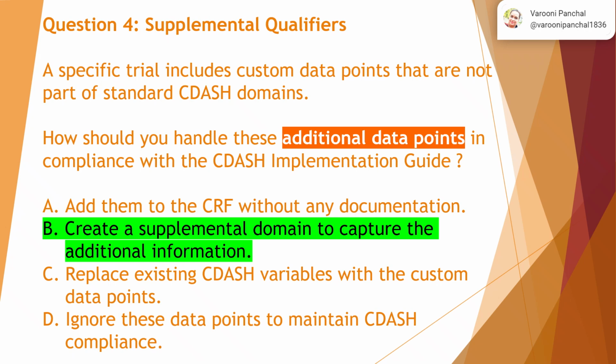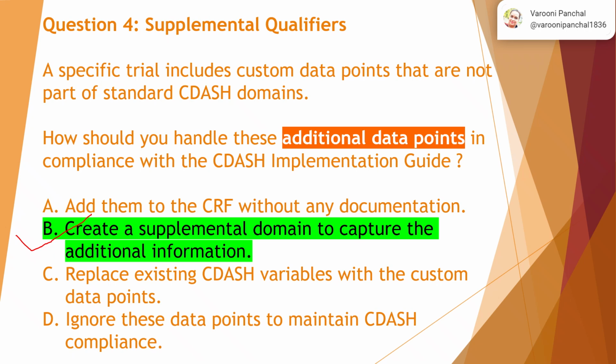Question 4. Supplemental qualifiers. A specific trial includes custom data points that are not part of standard CDASH domains. How should you handle these additional data points in compliance with the CDASH implementation guide? So the correct answer is B here. Create a supplemental domain to capture the additional information. Now, if you have read the CDASH implementation guide, the supplemental domain follows a naming convention like SUPPDM. So you have to follow this as per the guideline.